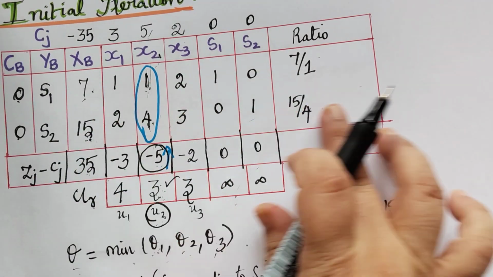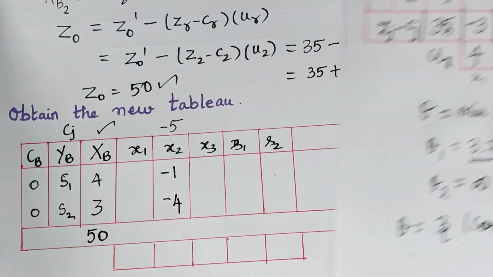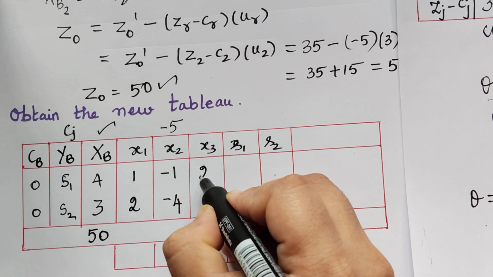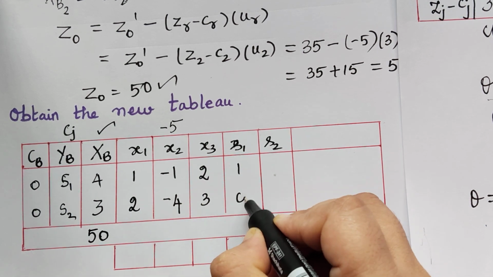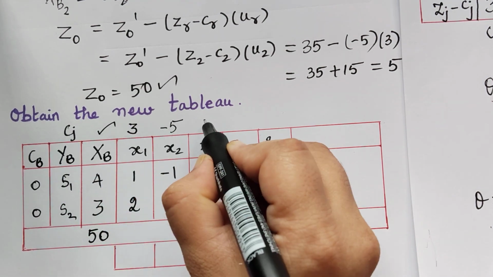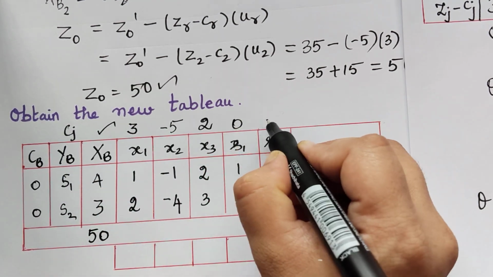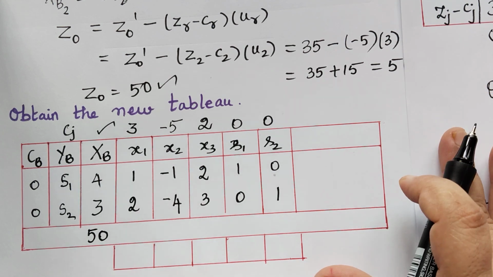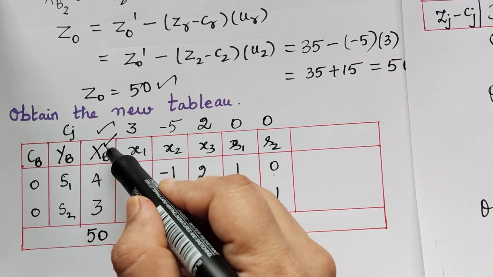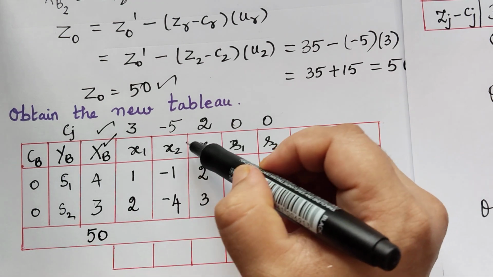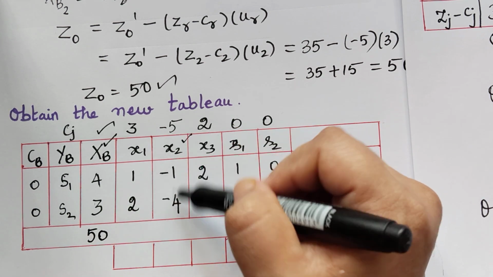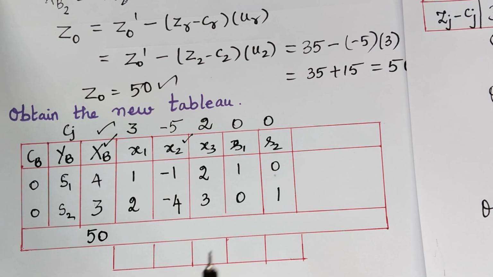Remaining all will remain the same. That is, these values remain the same: 1, 2, and then 2, 3, 1, 0, 0, 1. Also at the top here we have 3, here we have 2, and here 0, 0. Remaining all values remain the same except this xb vector, that is the solution space, and the x2, which has to be written with a negative sign throughout in that column. All the others will remain the same.